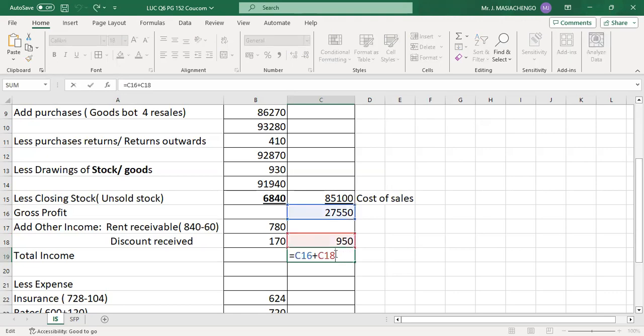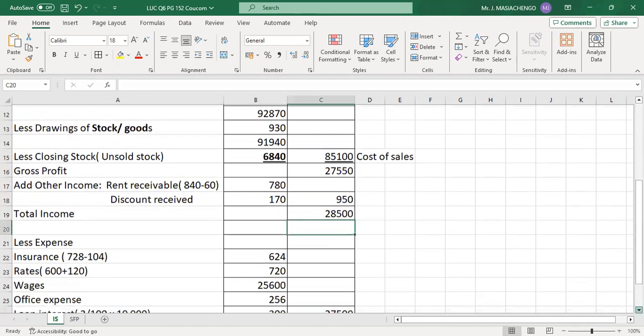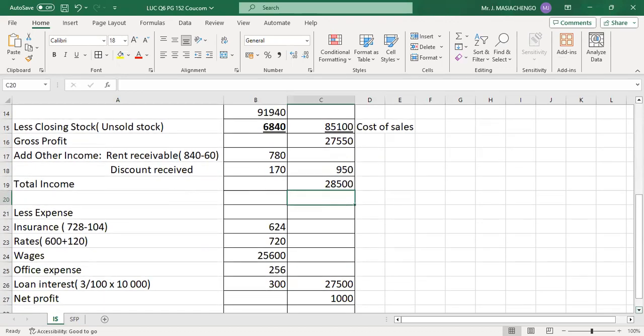98,500, you can see from my calculation, is C16, which is this one, minus 9, plus C18. I think this is the answer. All right, that's fine. Then let's go to our expenses. This is a very simple thing.